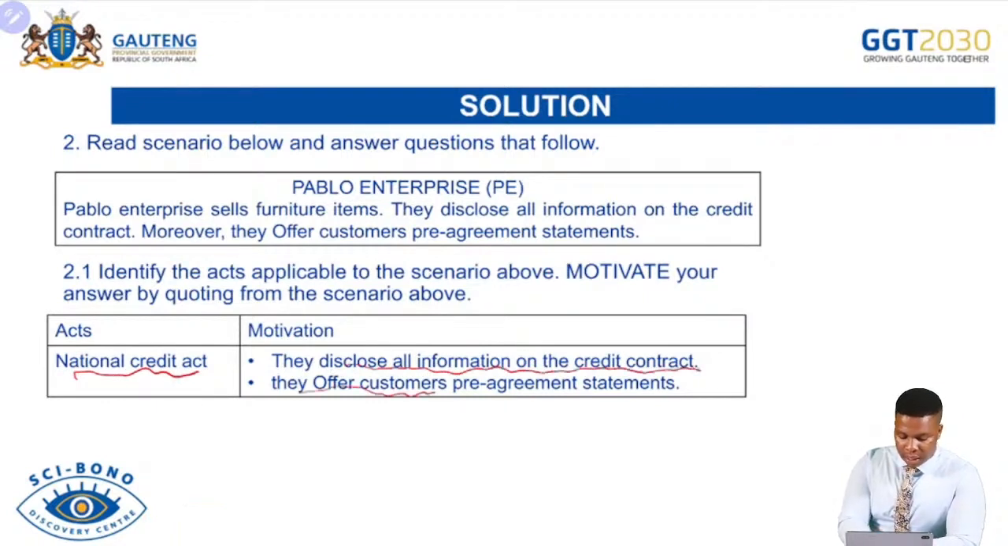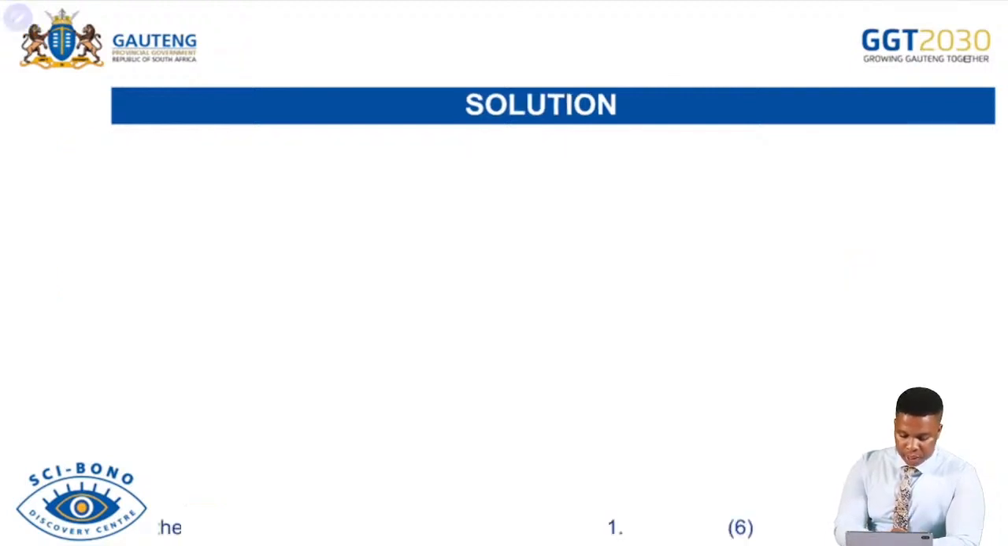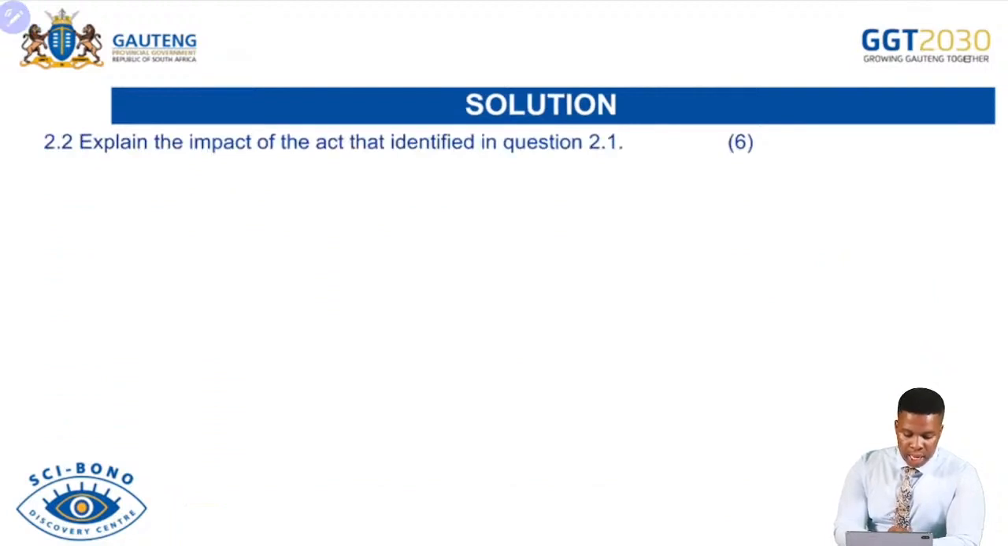Again, they offer customers pre-agreement statements. So if you can remember, this is part and parcel of compliance with the National Credit Act. So this would be 2 marks for the act and 1 mark for the motivation. We take 1 out of the 2, so this would be a total of 3 marks. And then when we move into the last question, explain the impact of the act that was identified in 2.1.